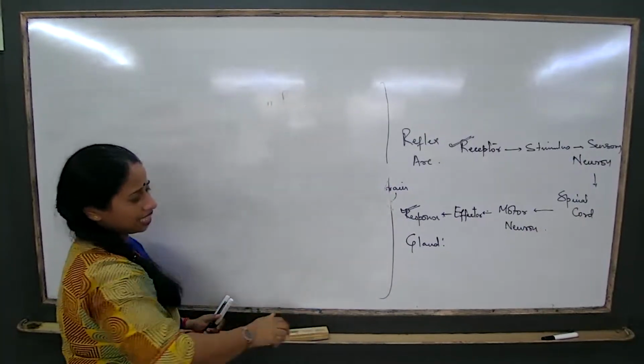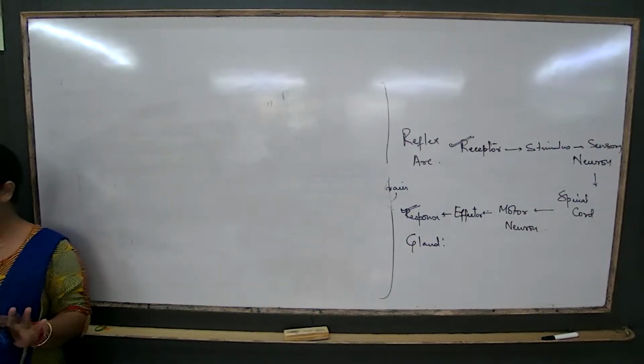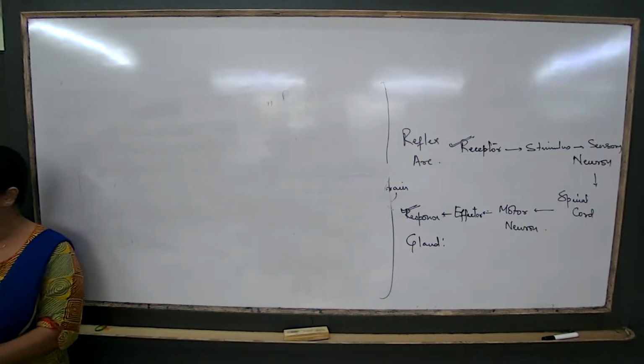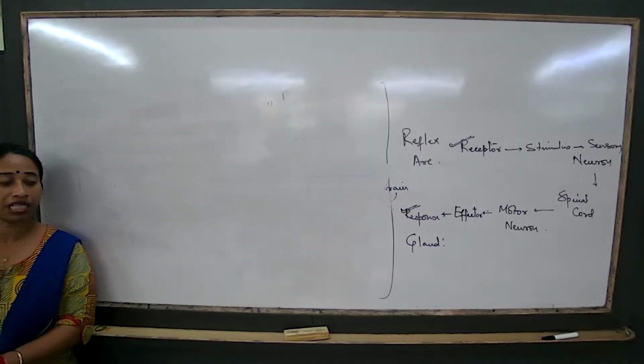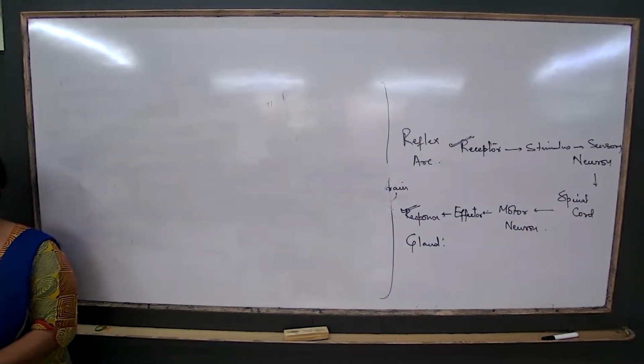अच्छा, glands क्या है? What is a gland? Can you tell me an example of a gland? Now that part you have studied. Life process में gland पढ़ा है ना? Salivary gland. Let us take that example.